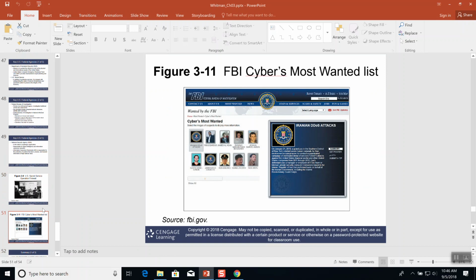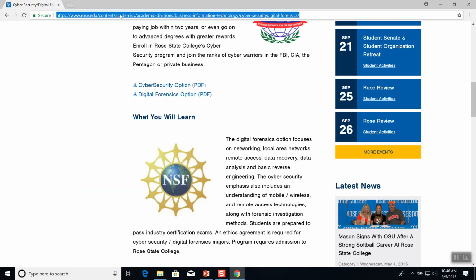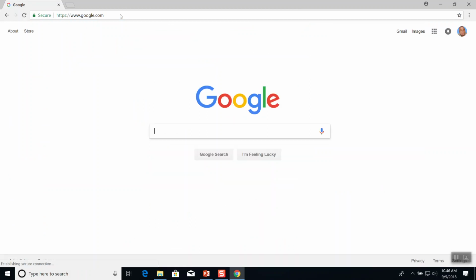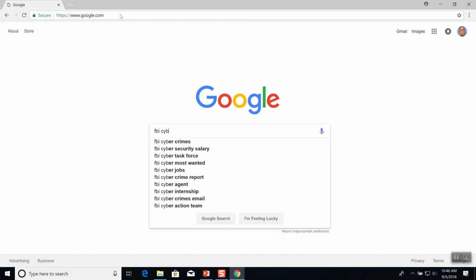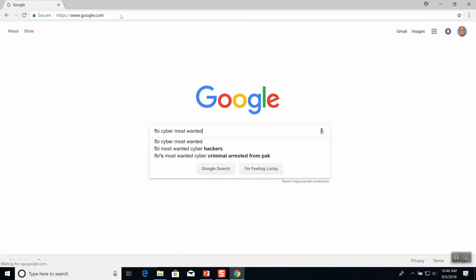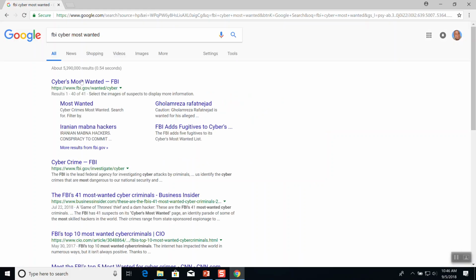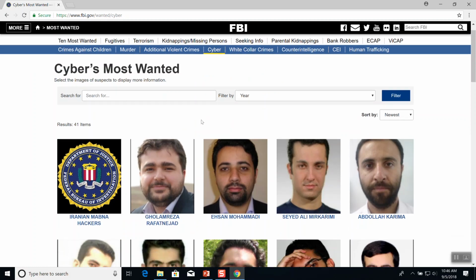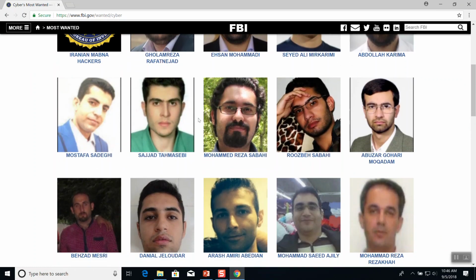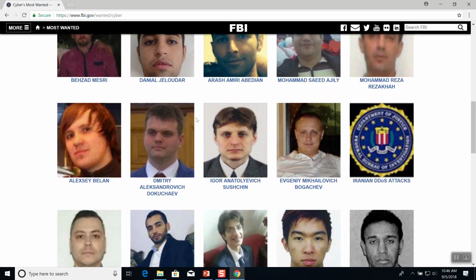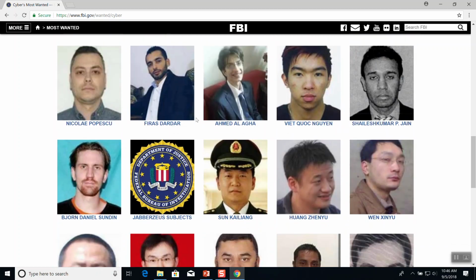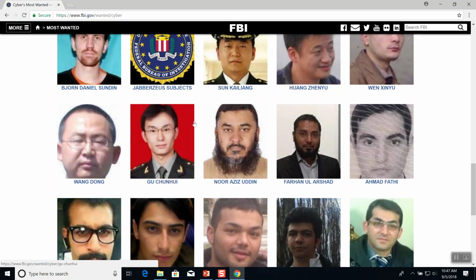Have you got your FBI Cyber's Most Wanted list? I hadn't ever even looked at that. FBI Cyber Most Wanted. What do you know? It says database. So most of them are foreign. That's cool. So it looks like people are trying to hack in to do bad things to our government, right?